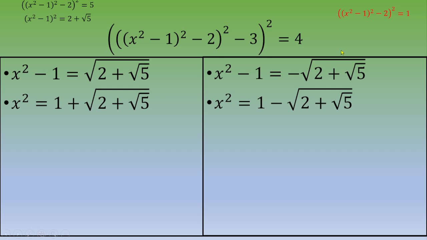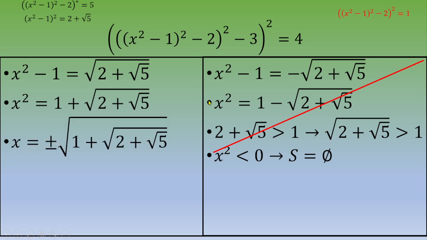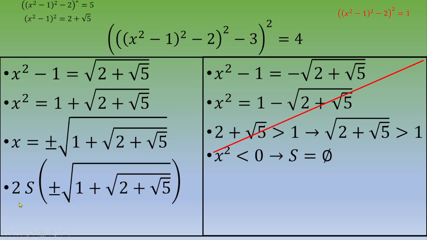Because this quantity, 2 plus square root of 5, is greater than 1, then we end up with x squared being a negative number, and we are going to focus on real solutions. So there is no solution for this case. So we are going to continue with this quantity. Once again, we've got a squared number. So x equals plus or minus square root of 1 plus square root of 2 plus square root of 5. That means we've got two solutions. We are going to put that there, and then we are going to deal with this quantity equals 1.